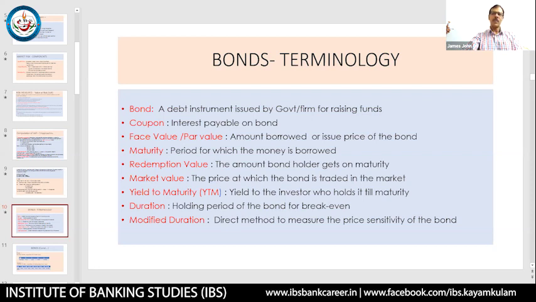And modified duration, what is it? It's a direct method to measure the price sensitivity of a bond. That means how the value of a bond fluctuates when there is a change in the interest rate. So modified duration is a measure to find the price sensitivity when there is a change in the yield. So these are all the major terms we use.